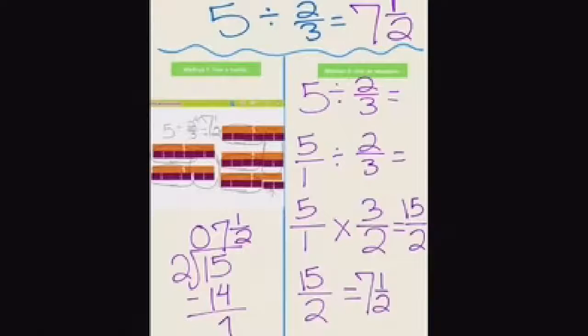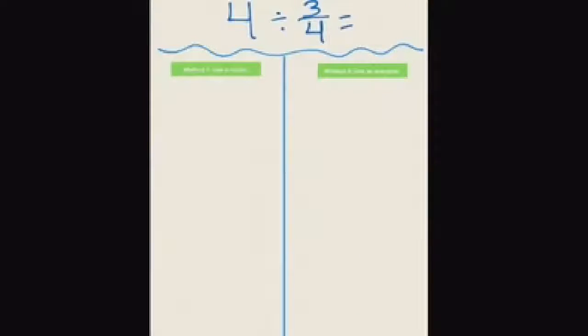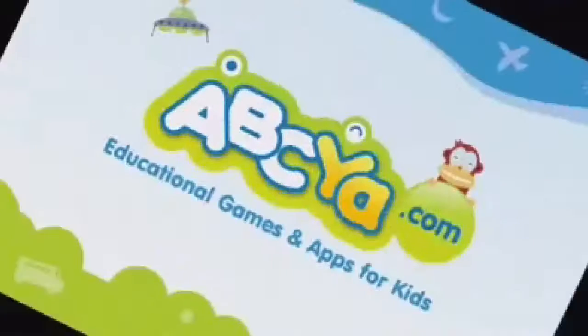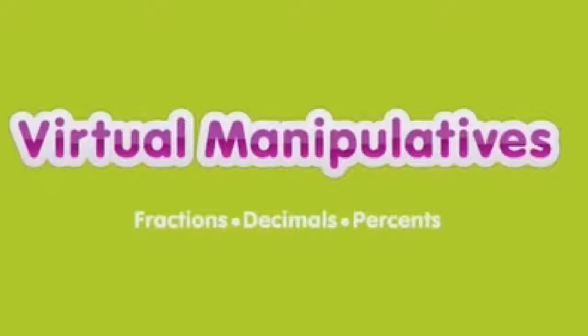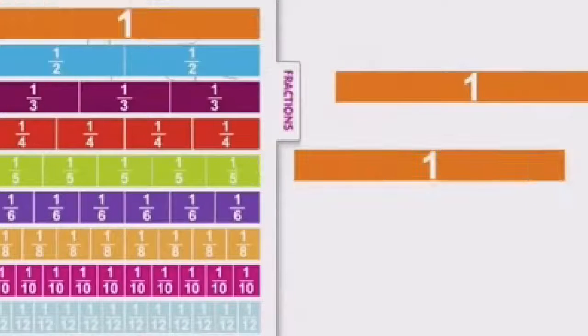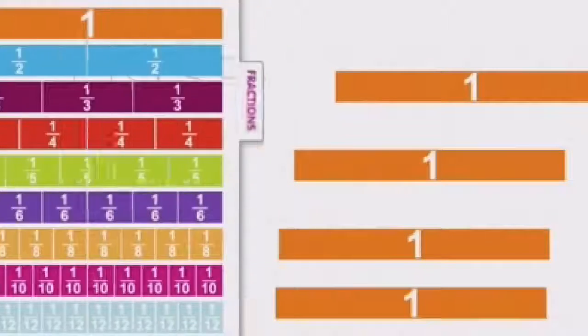Alright, let's try another one. Our next one is going to be 4 divided by 3/4. So again, let's pull up our virtual manipulatives. And we're going to write down 4 divided by 3/4. Again, start by modeling that 4, our dividend. Okay, we're going to put them into groups according to the divisor.